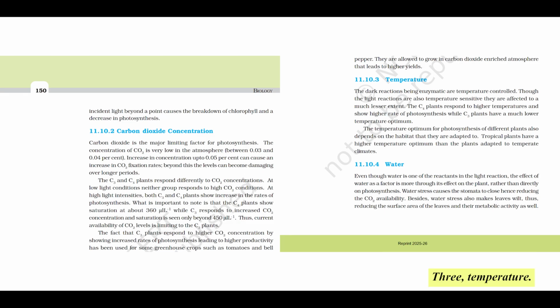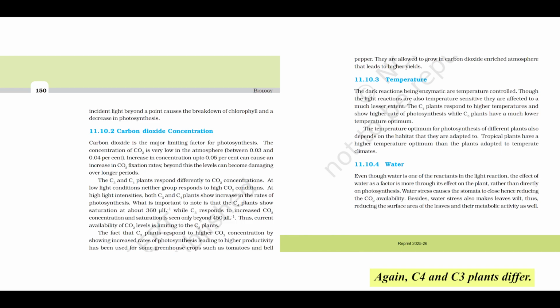3. Temperature. The dark reactions, the Calvin cycle, are driven by enzymes, and enzyme activity is highly sensitive to temperature. Therefore, the rate of the dark reactions, and thus overall photosynthesis, is significantly temperature controlled. Light reactions are also somewhat temperature sensitive, but generally less so than the enzymatic dark reactions. Each plant species has an optimum temperature range for photosynthesis. Below this range, rates are slow. Above it, enzymes can start to denature, and rates drop sharply.